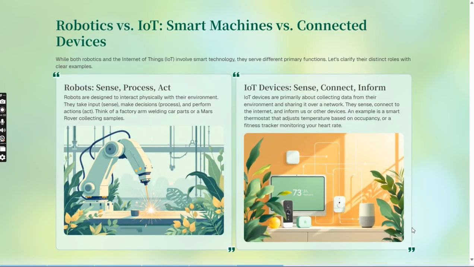Now, robotics versus IoT: smart machines versus connected devices. While both robotics and the Internet of Things (IoT) involve smart technology, they serve different primary functions. Let's clarify their distinct roles with clear examples. Now I am sure that you have learned more about robotics.